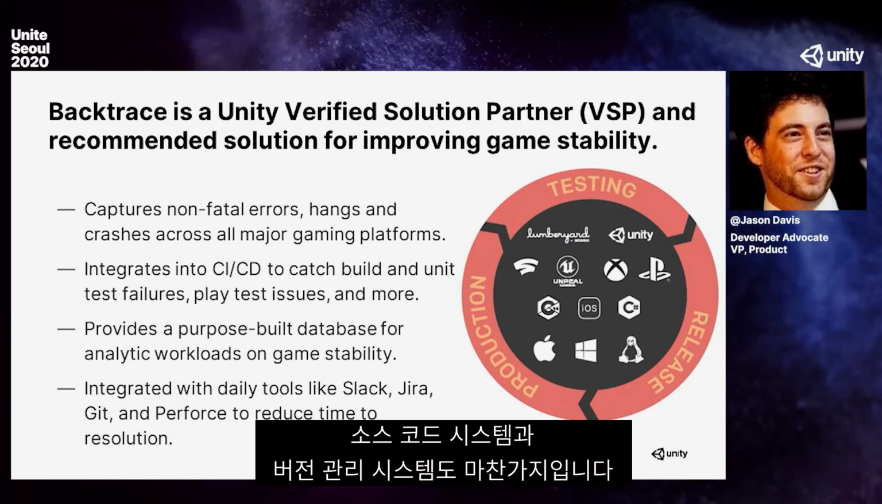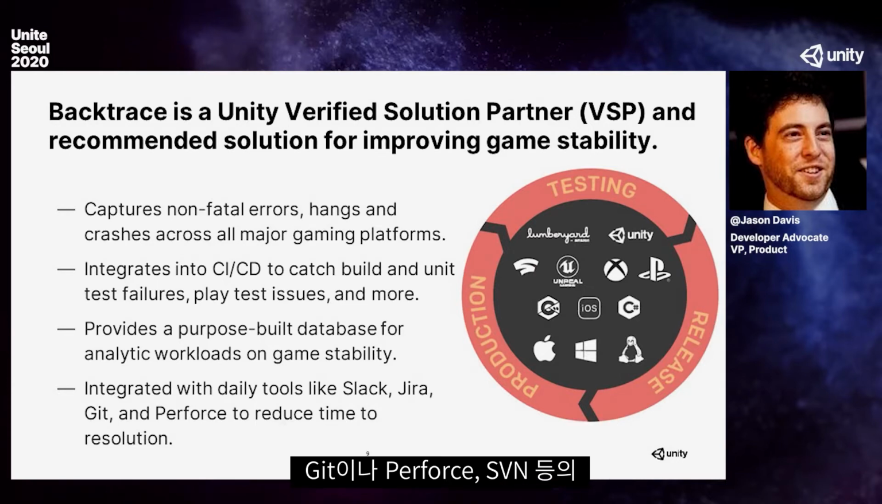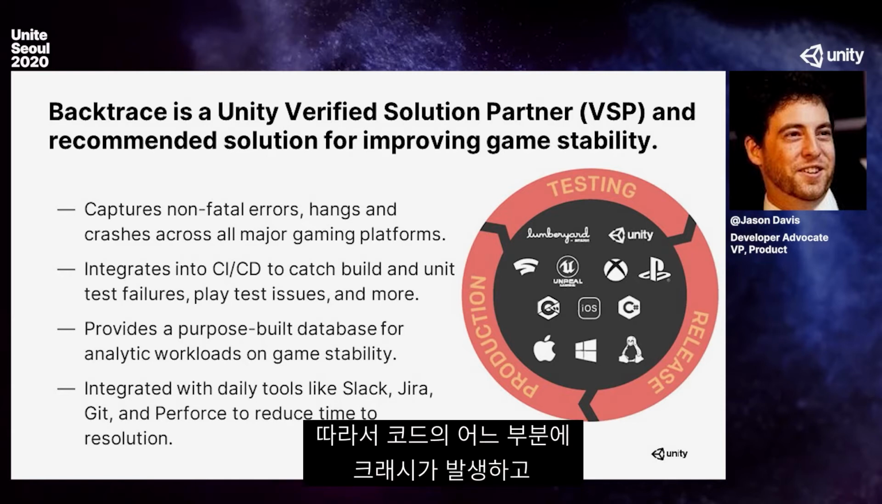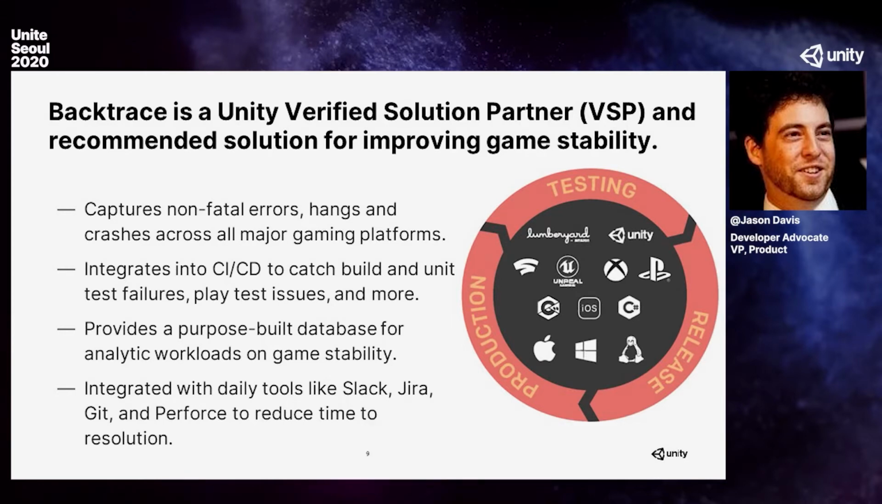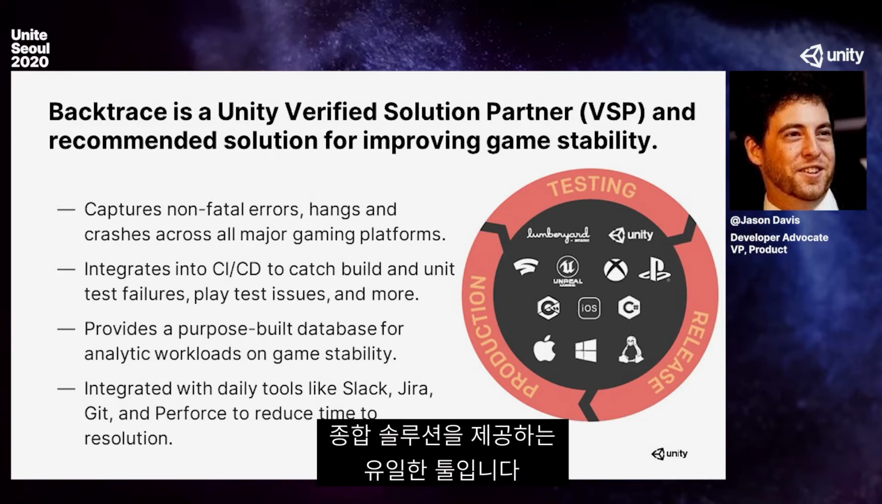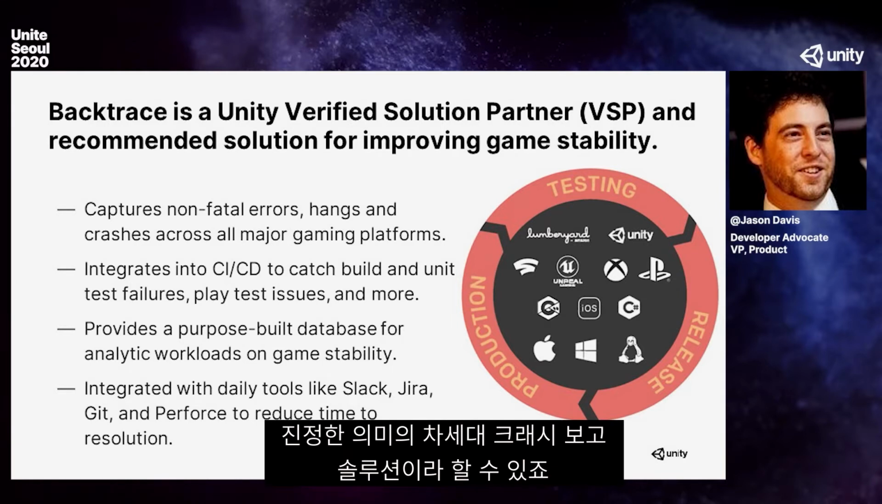And then source code and version control systems. So your Gits, your Perforces, SVN as well, are all types of source control systems that Backtrace can integrate with and expose to developers so that they can see what lines of code are crashing and who might have last changed that line of code. Backtrace is really the only tool in the market that provides this type of comprehensive solution around game and crash reporting. And that's what we mean when we talk about next generation crash reporting.